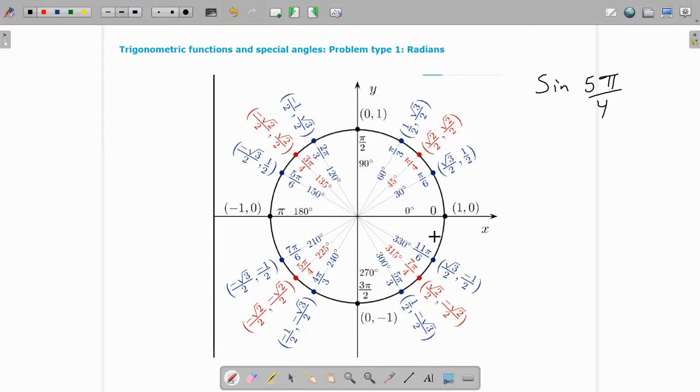Okay, find 5 pi over 4. All right. I think I got it. Let's try this highlighter. Let's see how this works. 5 pi over 4. Where is it? Right there. There's our 5 pi over 4. And it's looking for sine, so this is our answer right there. Negative radical 2 over 2.